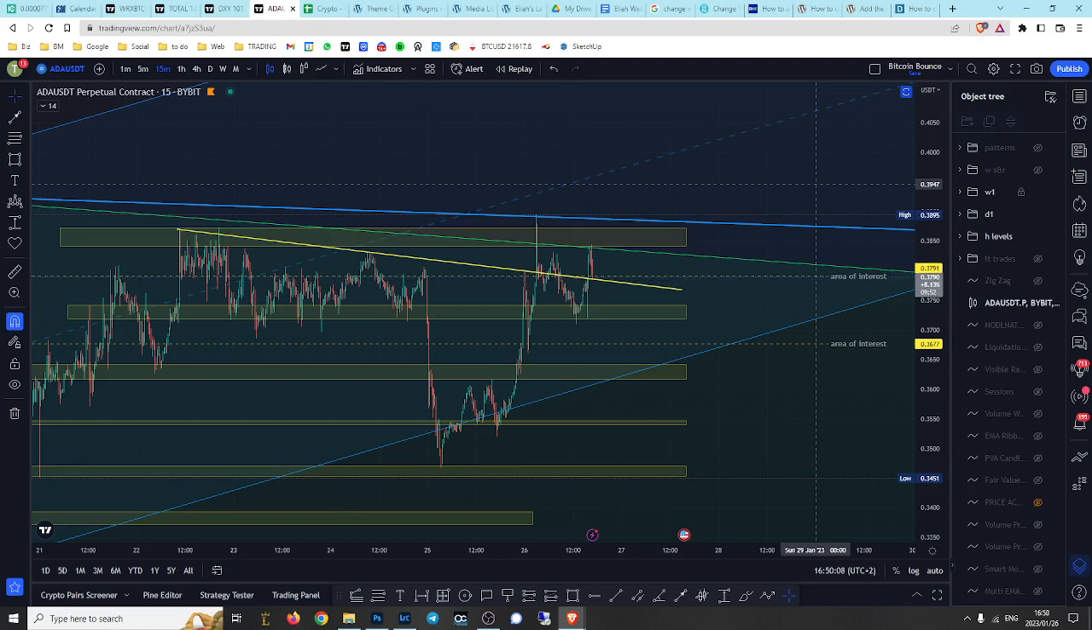So this is the basic, and that's then what I would use to open our trades.